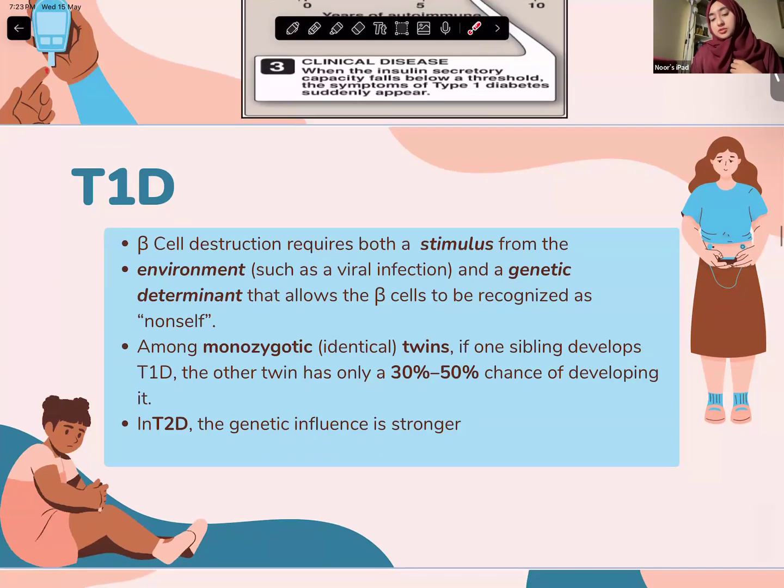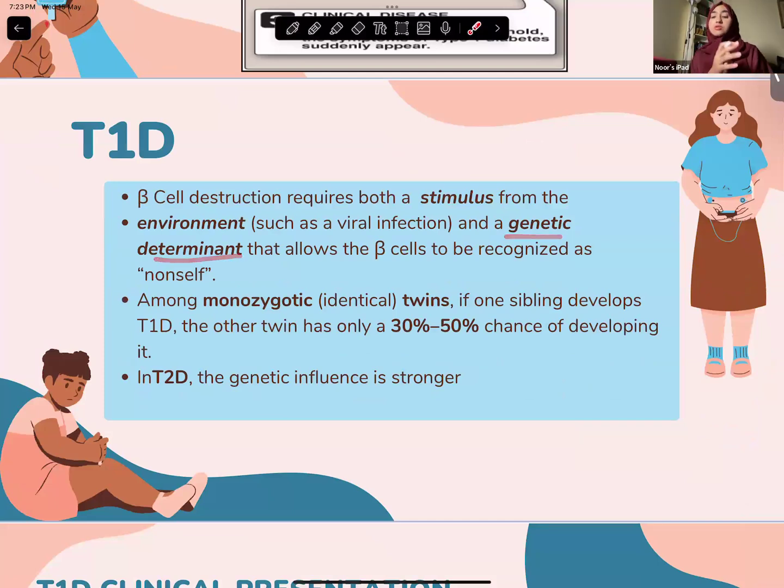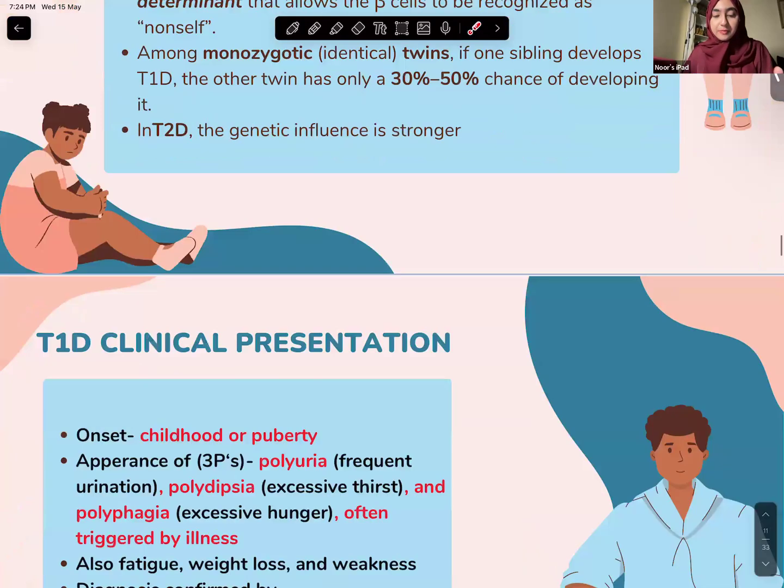Beta cell destruction, what I just spoke about, requires a stimulus from the environment, such as a viral infection, the one that we spoke about here, and a genetic determinant that allows the beta cells to be recognized as non-self. In monozygotic or identical twins, if one sibling develops type 1 diabetes, the other twin has a 30 to 50% chance of developing it. In type 2 diabetes, the genetic influence is stronger, it runs in the family, and type 2 diabetes is much more common than type 1 diabetes.